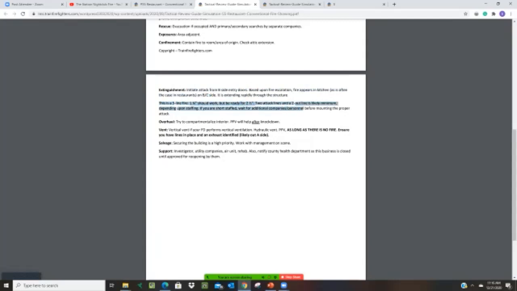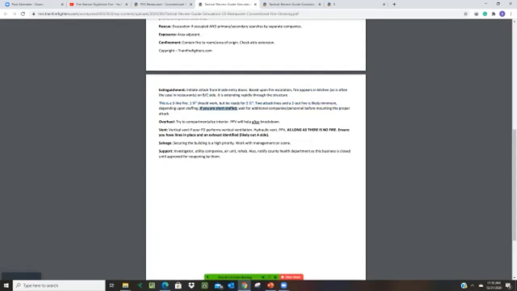2 attack lines and a 2 out line is likely minimum, and the 2 out is based on your victim profile. You may not have a 2 out line needed if you have a victim profile based on your SOGs. Some SOGs require a 2 out line or a backup line in place all the time, or an IRIC all the time, even with a known victim. Some don't. Some have discretion based on the victim profile.